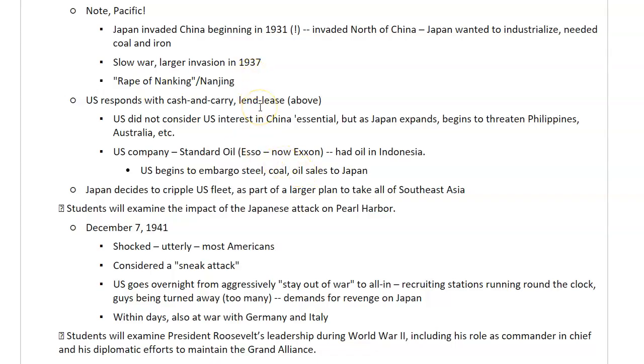The United States responds to all this Japanese aggression with cash and carry and lend-lease as above. So we help out some of our allies down there, but we don't actually get too involved. The U.S. did not consider that we had vital interests in China at the time. I'll put that in quotes there.